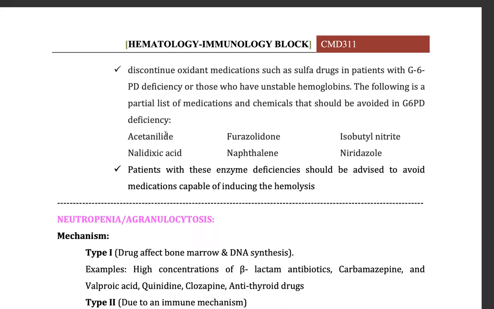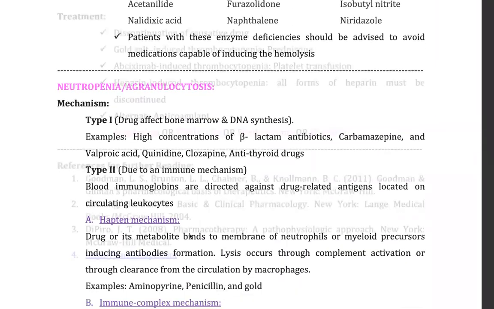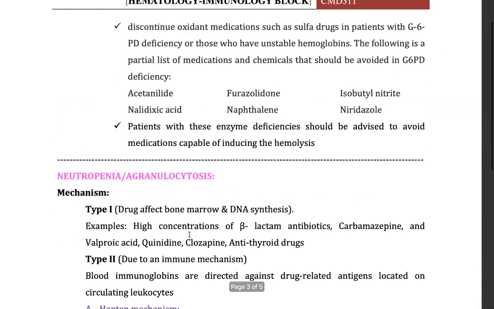Acetanilide, which generally has antipyretic, analgesic, anti-inflammatory activity. Furazolidone, isobutyl nitrite, nalidixic acid, generally used in urinary tract infections, naphthalene, and niridazole. These drugs should be avoided because they may be responsible for oxidative hemolytic anemia. And the best way, patients with these enzyme deficiencies should be advised to avoid medications capable of inducing hemolysis. And for this purpose, health education is the most important aspect.